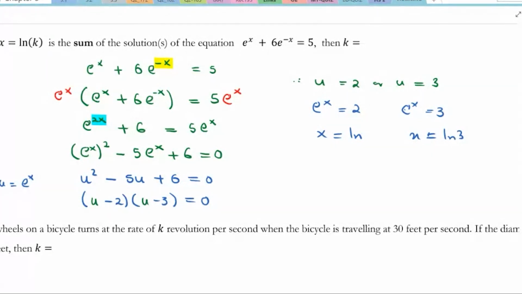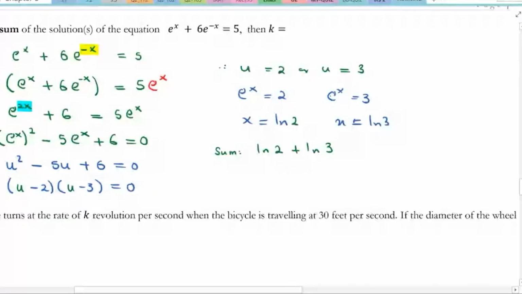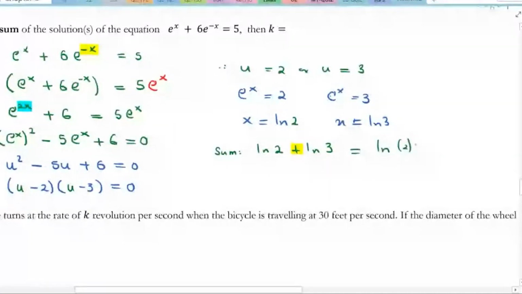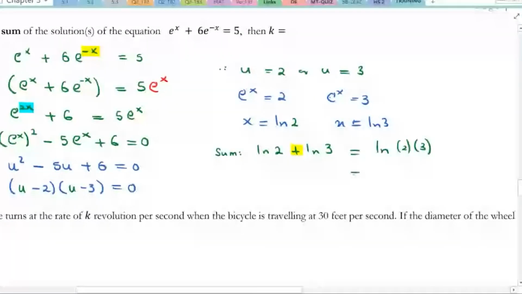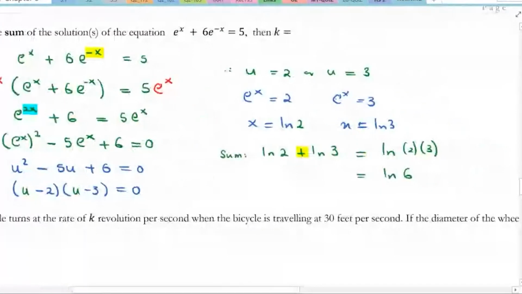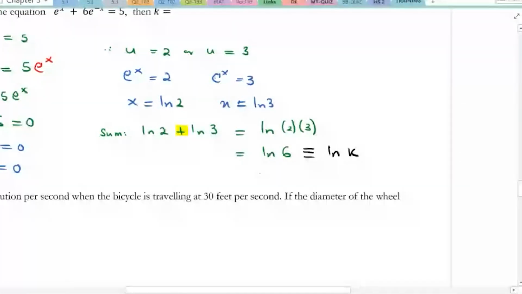The question says the sum of the solution. So sum, we have ln of 2 plus ln of 3. And then using the product law of logarithm, this will be equal to ln of 2 multiplied by 3, which is equal to ln of 6. But we need to compare this one with the sum of the solution. According to the question, the sum of the solution is ln of k, and that means k is equal to 6.